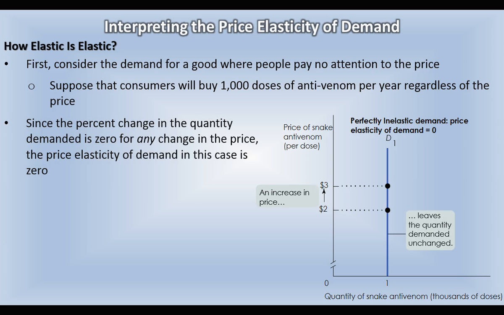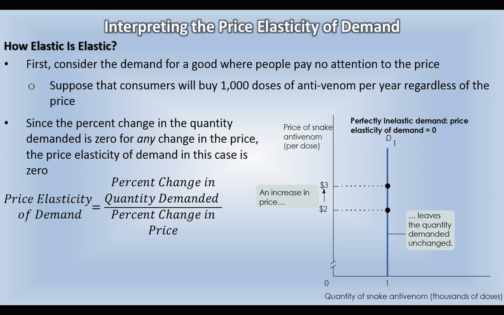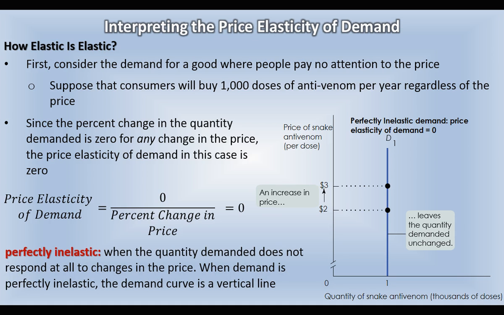Since the percent change in quantity demanded is zero here, so you have a change in price, but the percent change in quantity demanded is going to be zero. The price elasticity of demand, in this case, will be zero. So again, remember, price elasticity of demand is the ratio of percent change in quantity demanded to percent change in price. So if the percent change in quantity demanded is zero, you've got a zero as the numerator, which means the whole number is going to be zero, which means our price elasticity of demand is going to be equal to zero. And therefore, you will have perfectly inelastic demand when the quantity demanded does not respond at all to changes in the price. When demand is perfectly inelastic, the demand curve is a vertical line.